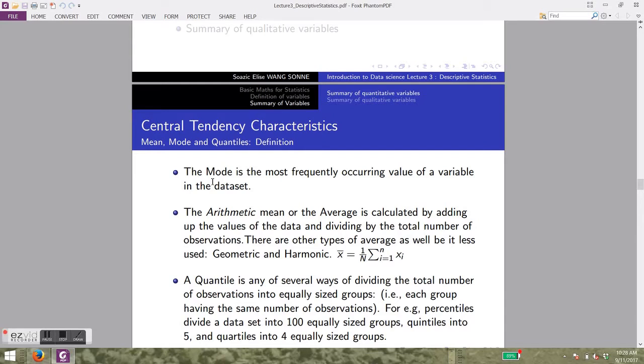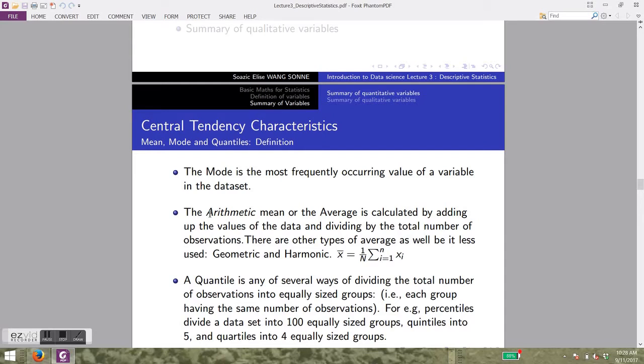You also have the arithmetic mean, or the average. Most of the time we will simplify by assimilating the arithmetic mean to the average, and it is computed by adding up the values of the data and dividing by the total number of observations. There are other types of average as well, though less used, the geometric and the harmonic. Most of the time when we talk about the average, it implies we are talking about the arithmetic mean.